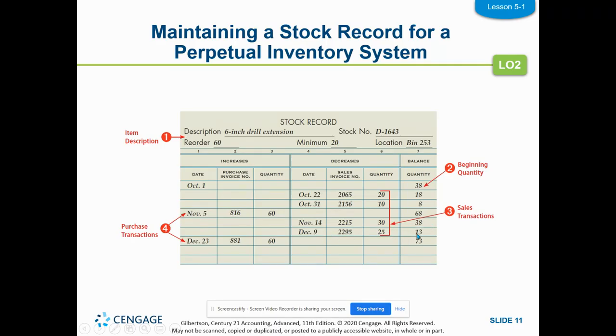On the 9th, I sold 25 more. That dropped me down to 13. And so because I dropped below the 20, I ordered another 60, and that leaves me with 73. So it's super simple. The stock record, I think, is one of the easiest things that they have in these next couple of chapters.